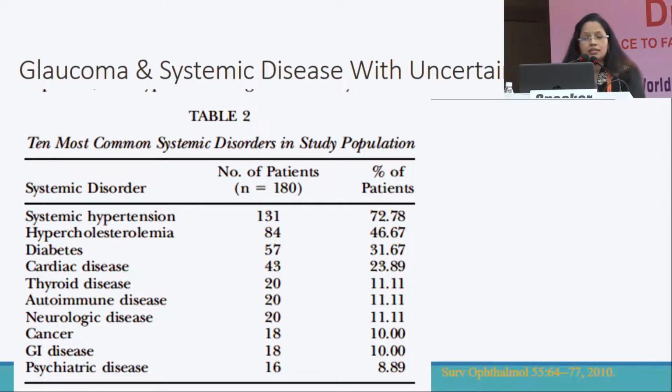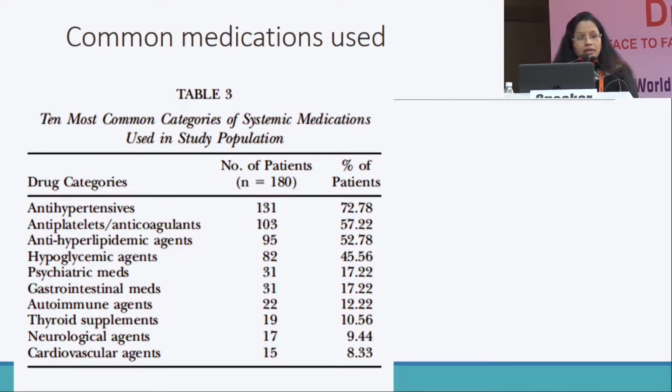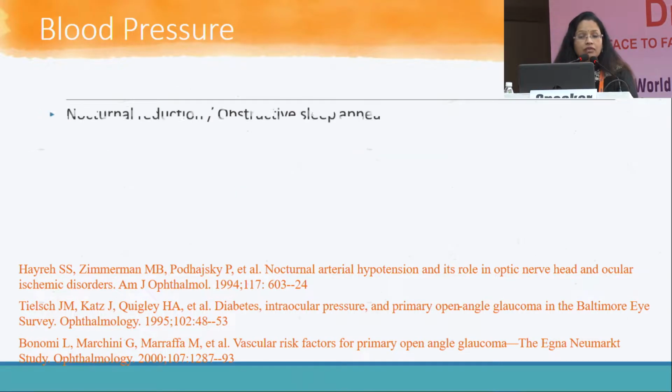Now this is a very nice study which was published in Survey, on glaucoma and systemic disease. In this it was seen that hypertension is the most common association, followed by hypercholesterolemia and diabetes, and then cardiac disease. The common medications the patients were using were antihypertensives, followed by antiplatelets and anticoagulants, and then antihyperlipidemic agents.